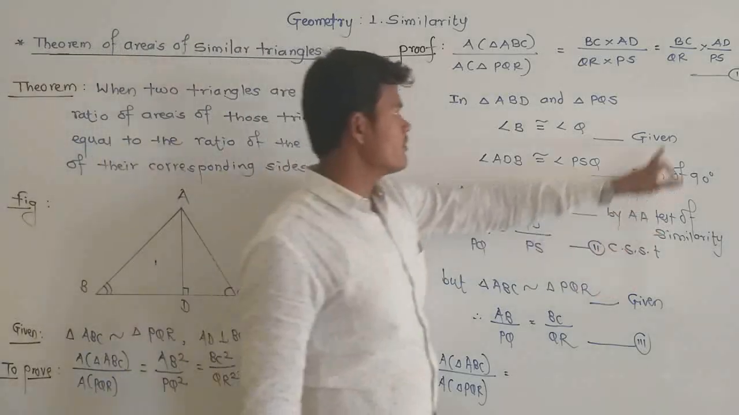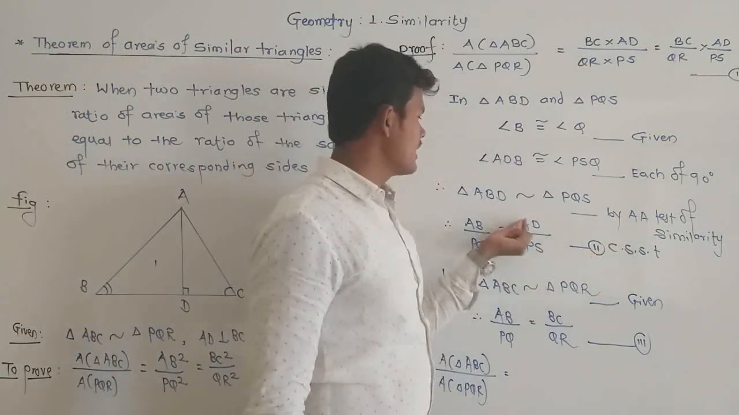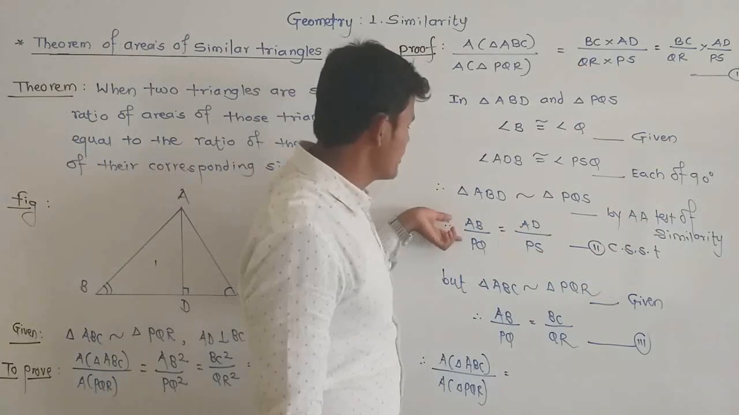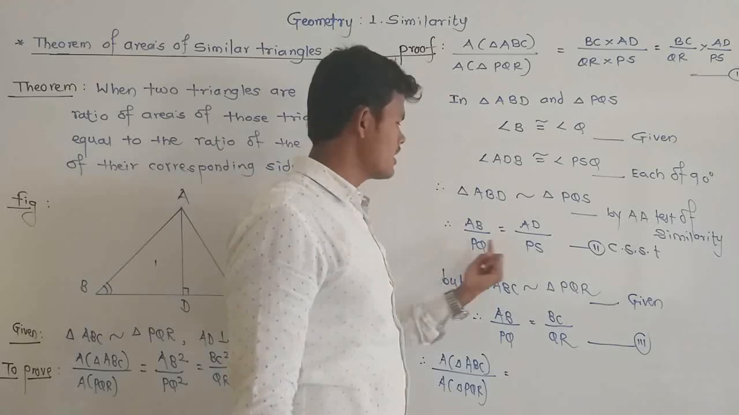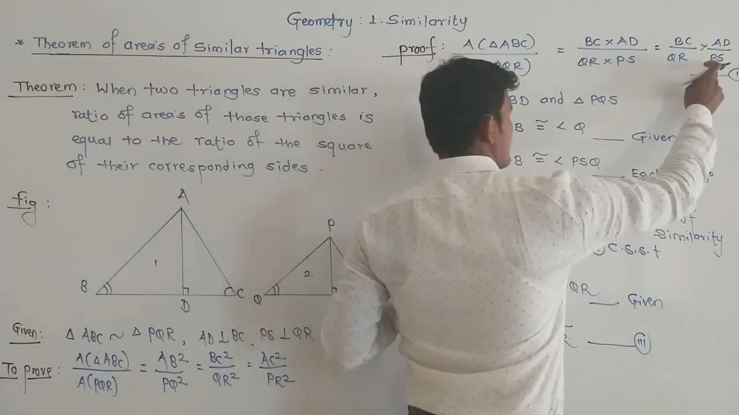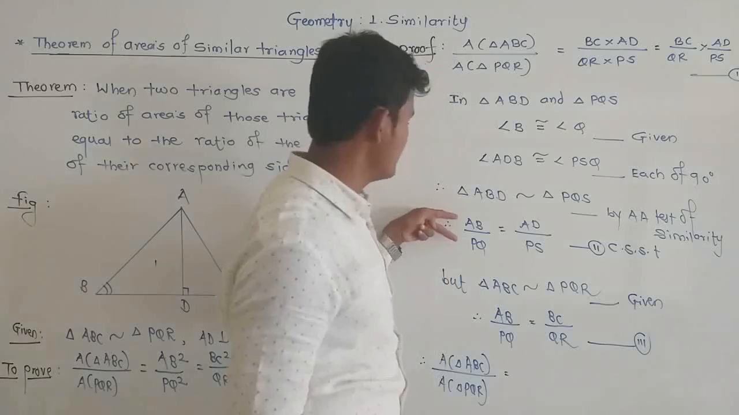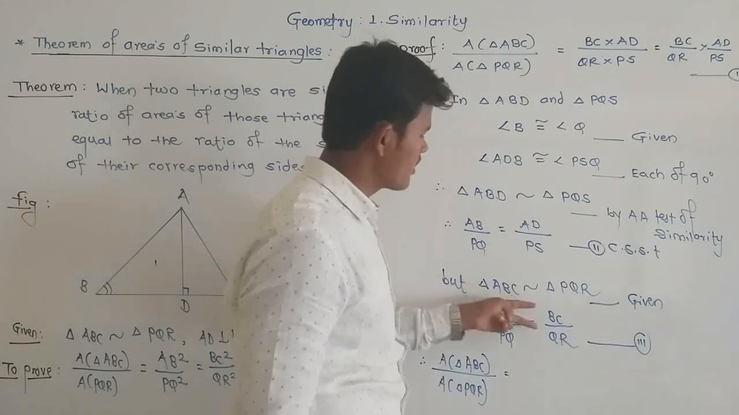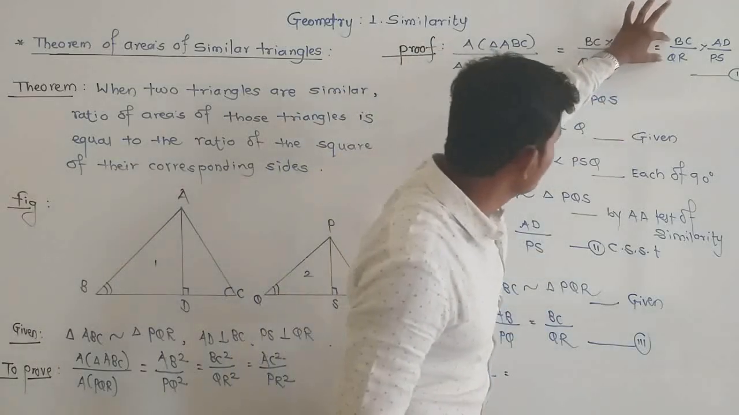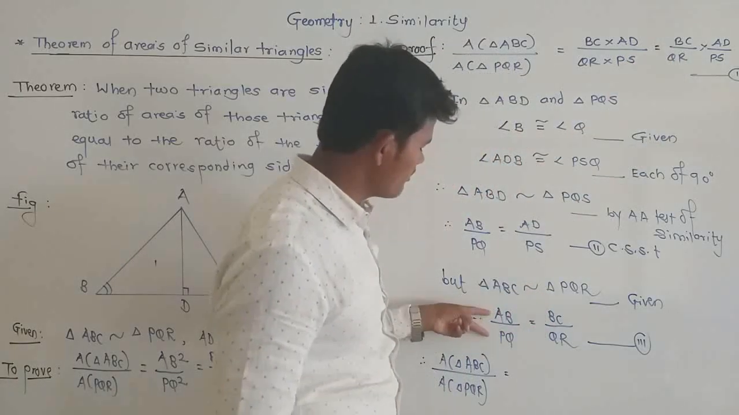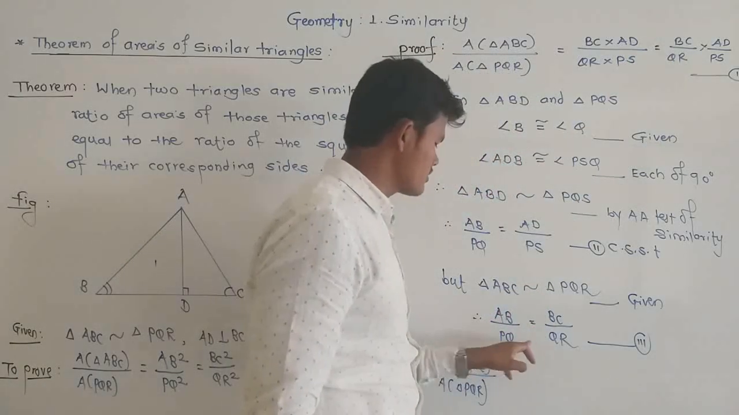For that, from equation second we get AD upon PS is nothing but AB upon PQ, because both the ratios are equal. So instead of AD upon PS, we write AB upon PQ. And from equation third, for BC upon QR, we get AB upon PQ. Here also both the ratios are equal.